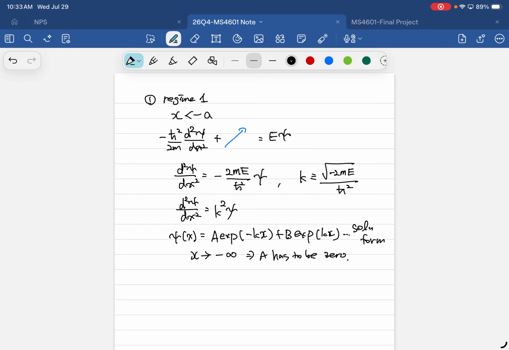This is a kind of boundary condition. As x goes to negative infinity, this one goes to infinity, and that doesn't make sense because we are going to look at actual probability. The probability density function cannot be infinity. So this one has to be 0. So a has to be 0 because it blows up.